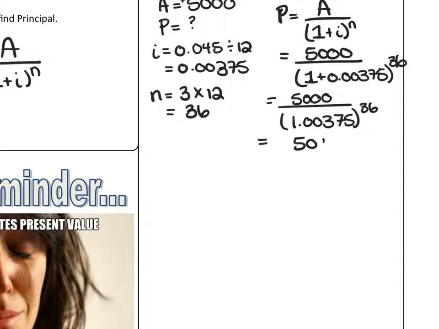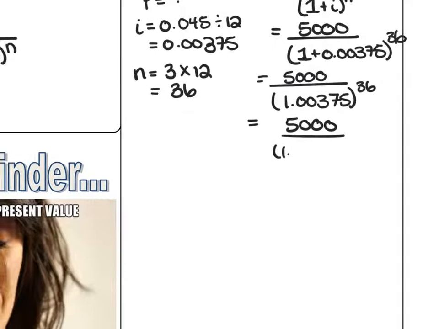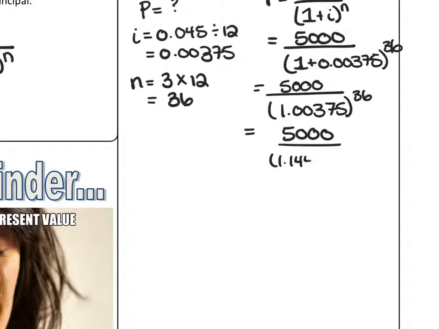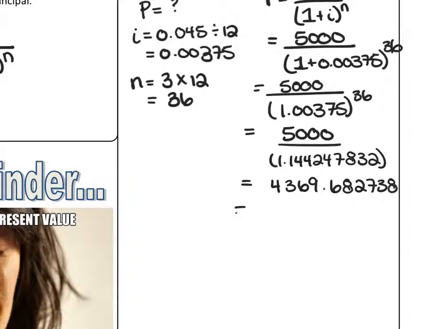We will then do our exponent. So that becomes 1 point 1 4 7 8 3 2. And remember I said don't round it. We've got to keep all the values. And then we will divide, and we get $4,369.682738, and then we will round.